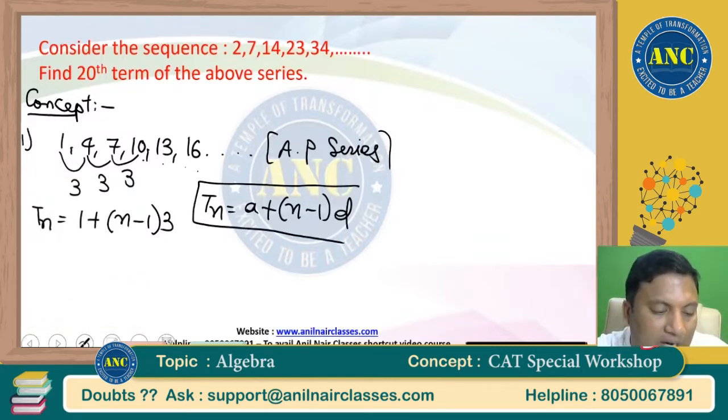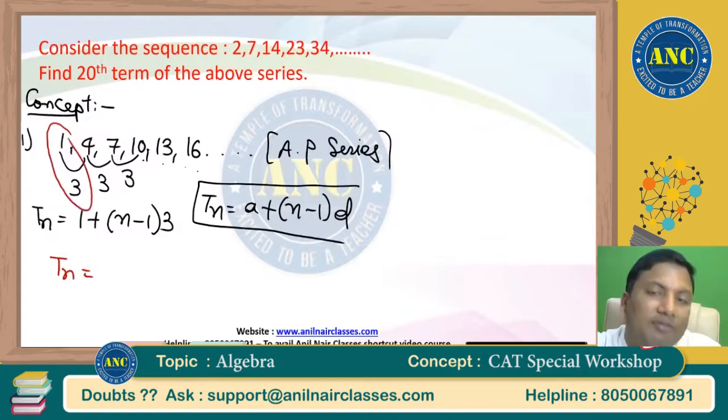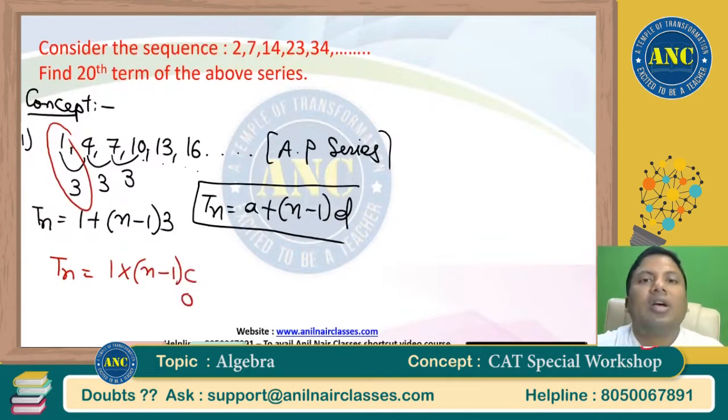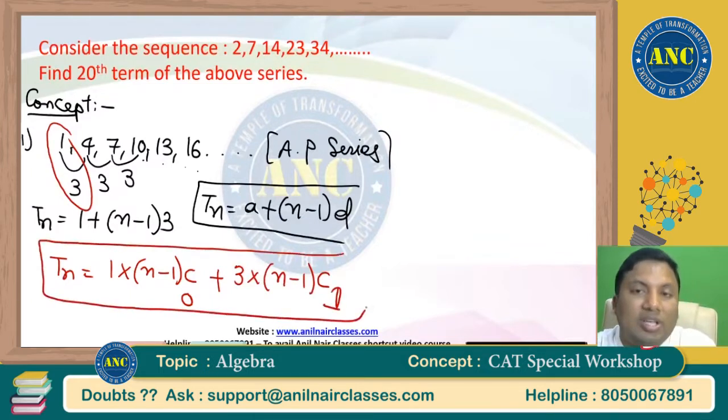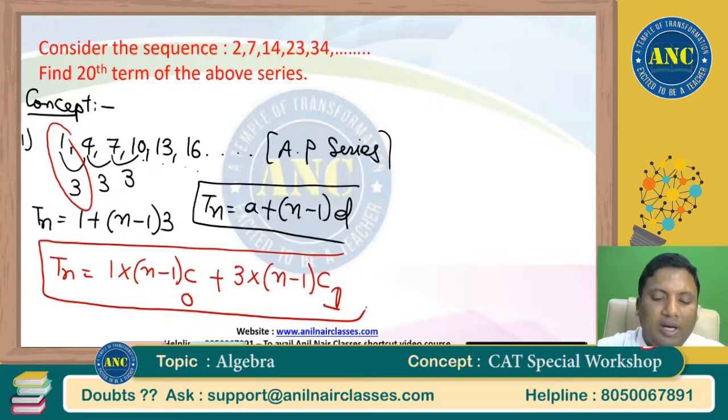Another way which I am trying to tell you is, only take the leftmost terms. The first term is already given, 1 into n minus 1 c0. Then take the difference, 3, into n minus 1 c1. Can I write like this? 1 into n minus 1 c0 plus 3 into n minus 1 c1. I hope the idea is clear.